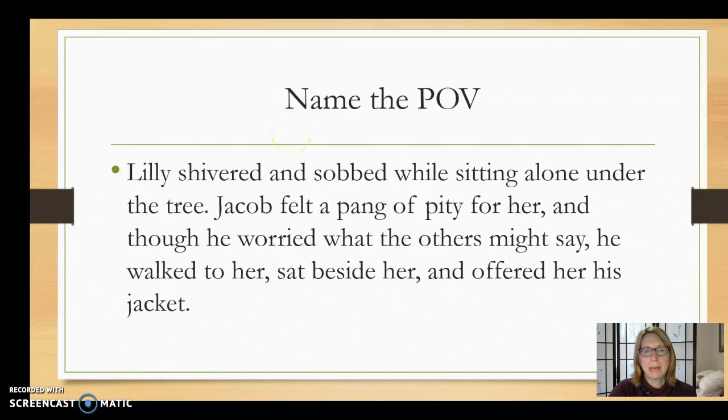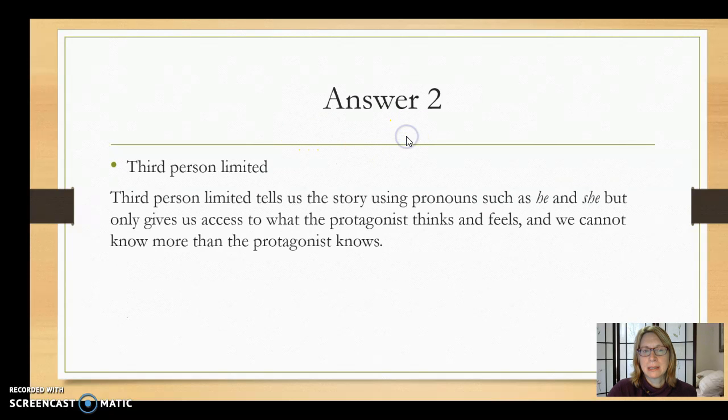So if you examine this passage, we see that we can look at Jacob's feelings. Those are told in the story, but we can only observe what's happening to Lily. So this means that this is third person limited. We only have limited access to the thoughts of a character.